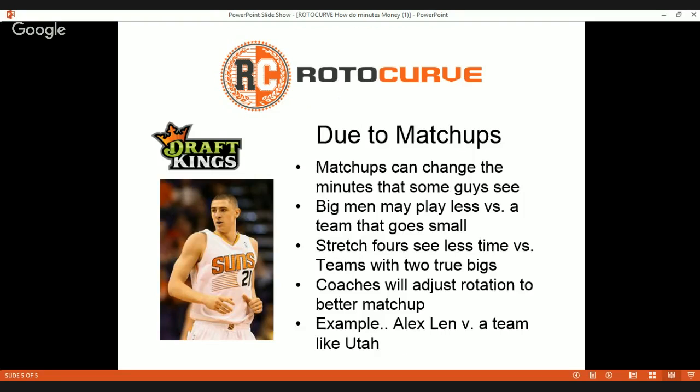A good example of this is a guy like Alex Len. Alex Len is basically a center. But whenever the Phoenix Suns play a team that employs two big men, he tends to see a lot more time on the floor. Instead of the 18 to 24 minutes he's been getting, sometimes he sees 25 to 30 minutes in order for them to better match up.